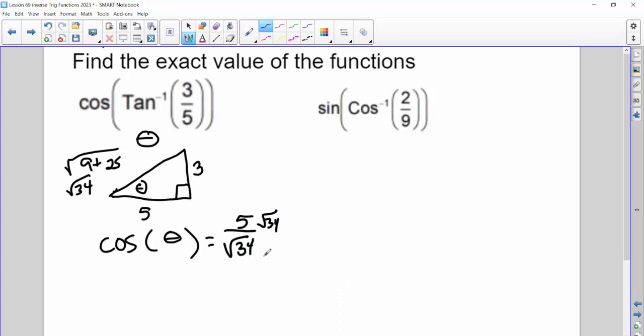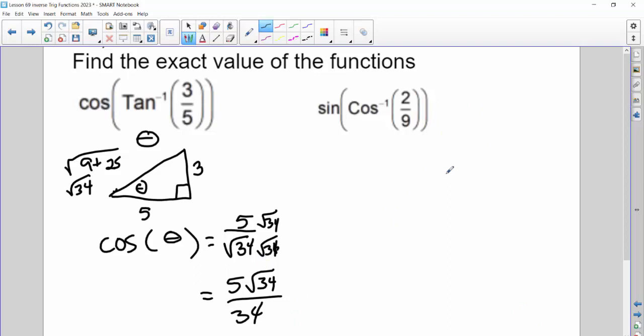Rationalizing, I get root 34 over root 34, and my answer is 5 root 34 over 34. And that's an exact value. It's not actually an approximation like we had before.